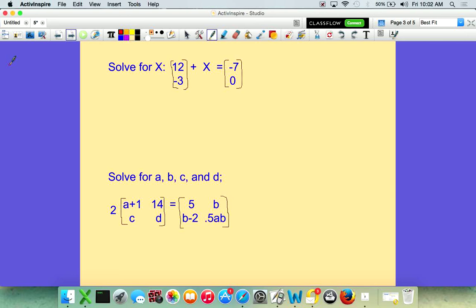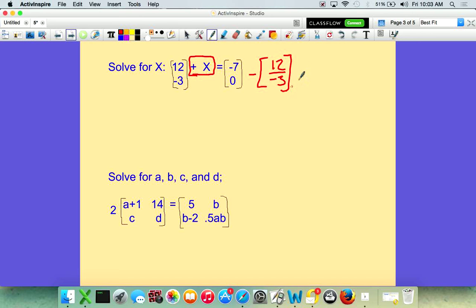For our next one, it says solve for x here. Yes, we can make this into an equation where we have to solve for x. Now if you were to solve for x, our first job would be to get x all by itself. So we would think, I've got to subtract this over to the other side to be able to solve for x, and that would be right here. We could subtract this matrix, 12, negative 3, over to the other side to be able to solve for x here.